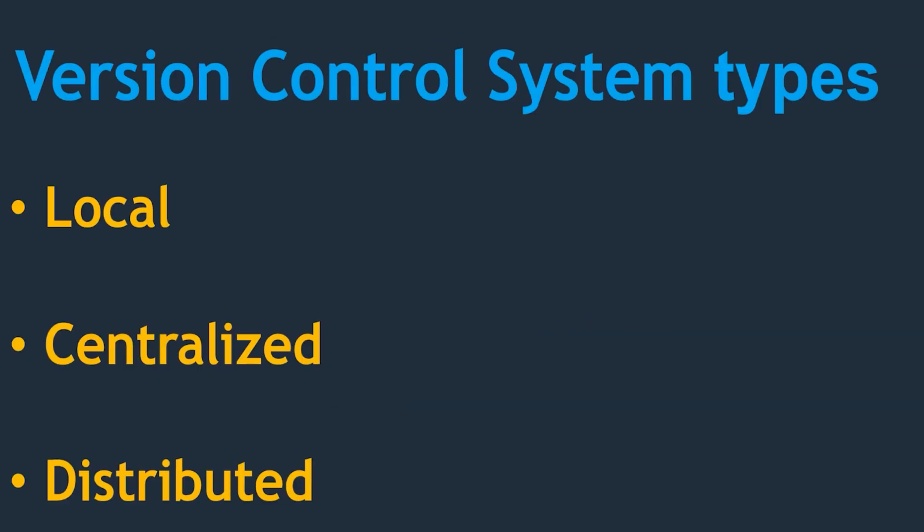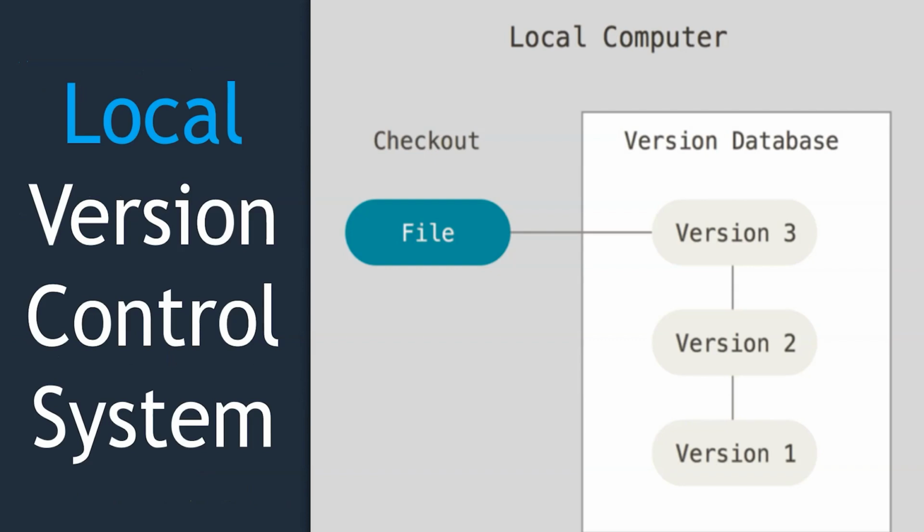Now let's see what kind of version control systems are available. One is local, then centralized, and distributed. First, let's understand what local is. A local version control system works on your local computer. It means that in my laptop, I can install this version control system and track my changes.